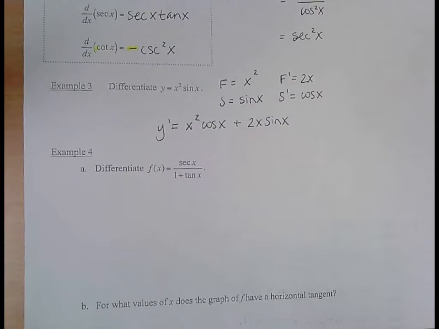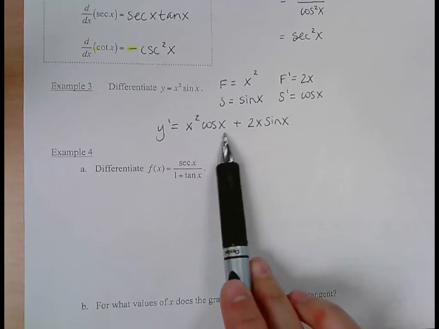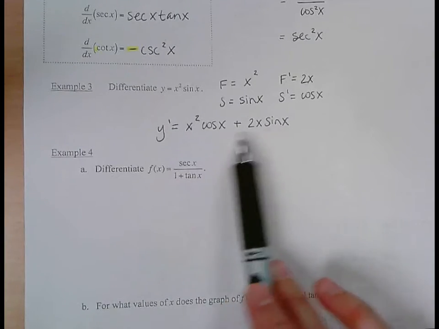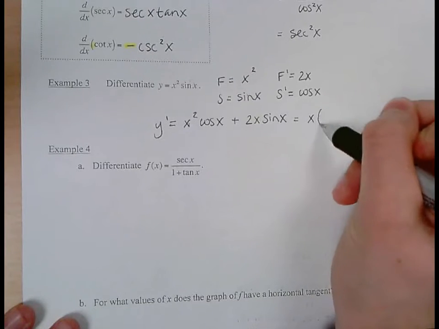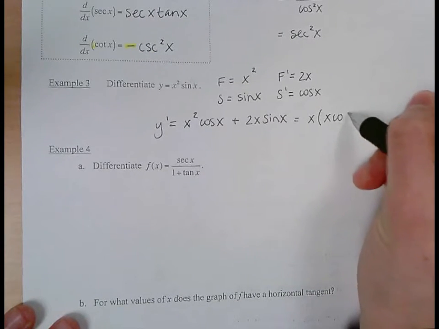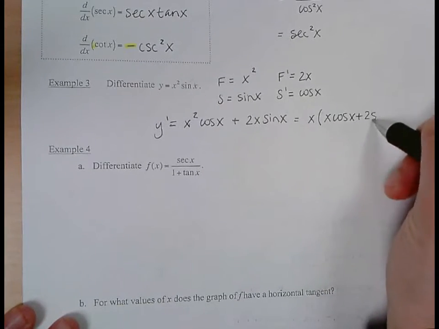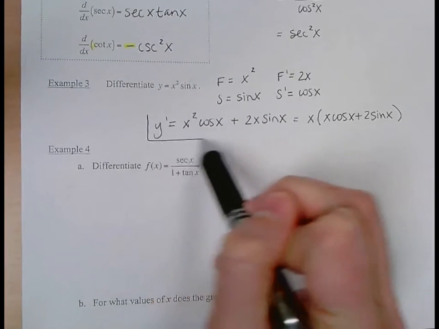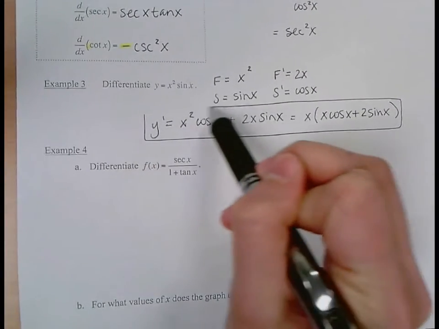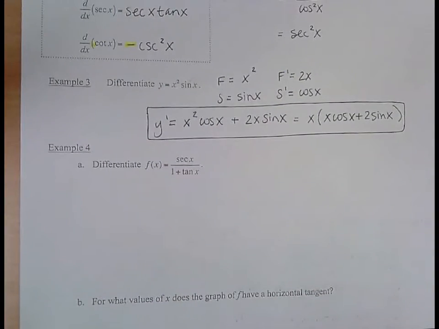And then you could just leave it if you were thinking of trying to simplify. I mean, they do have an x in common, not this x. You can't factor this x out. I see that sometimes. Don't do that. But they do have an x in common if you wanted to factor out an x and write it as x cosine x plus 2 sine of x. But you wouldn't have to do that. And that would be the derivative.